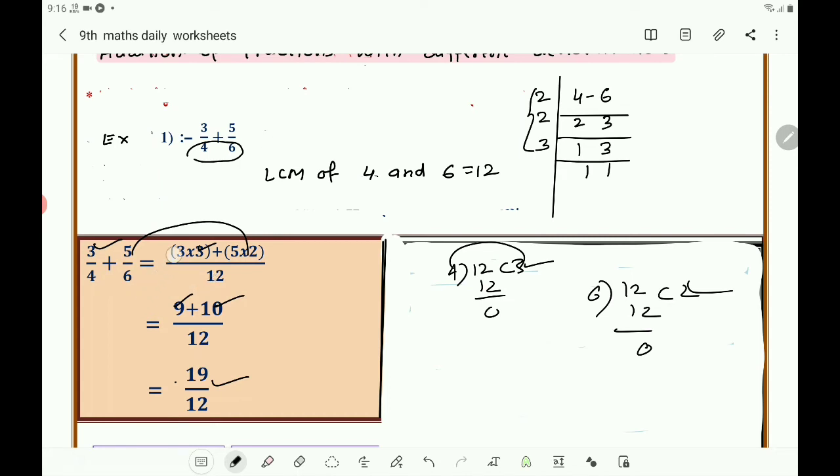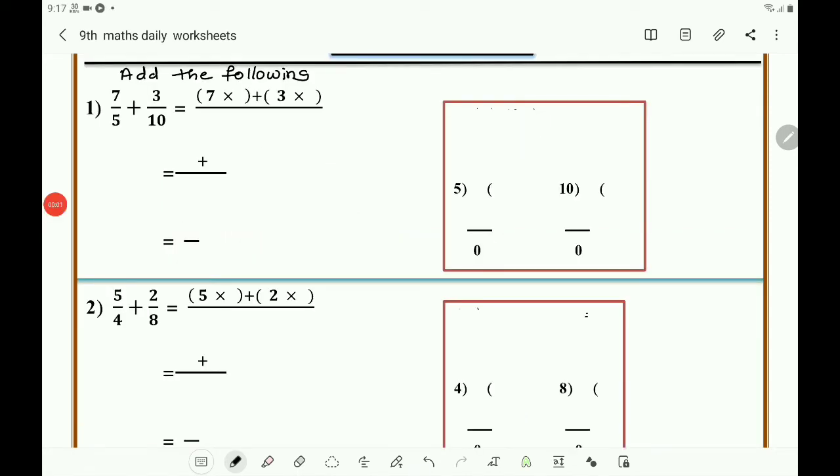That is very important here. Now you have to add the following: 7 by 5 plus 3 by 10. Children, get the LCM of 5 and 10. Why do you have to take the LCM of 5 and 10? Because the denominators are different. How will you get the LCM of 5 and 10? Take this 5 and 10. You divide by 5. Write the 5 as it is. 5 2s are 10. Then you take 5 1s are 5, 1s are 1. So the product of these two, 10, you will get as the LCM. But you know that 10 is a multiple of 5. Therefore you can take 10 directly as the LCM.